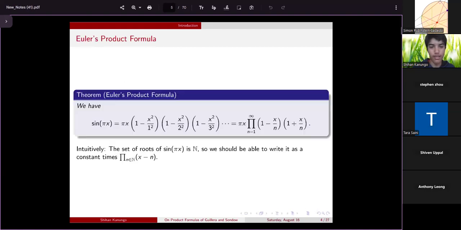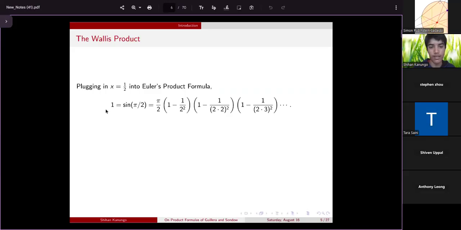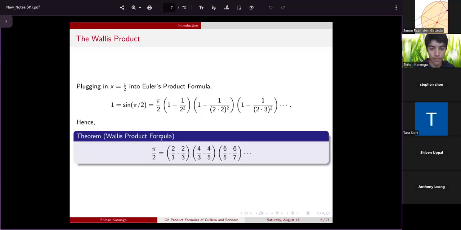Now, if we substitute x equals 1/2 into this product formula, then since sine of pi over 2 is equal to 1, we get this expression here. And if we rearrange this and factorize each of these terms, we get this very cute product formula called the Wallis product. I think this is quite pretty to look at, and these kinds of product formulas are what we're going to be looking at today.